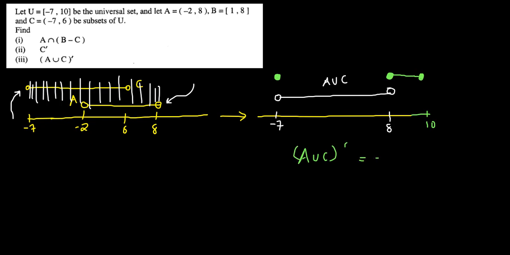-7 is an element, so I'm going to put it in curly brackets, not interval brackets, and then union we have got from 8 up to 10. You can see both 8 and 10 are shaded, so we are going to put them like this. So this is how you answer this question.